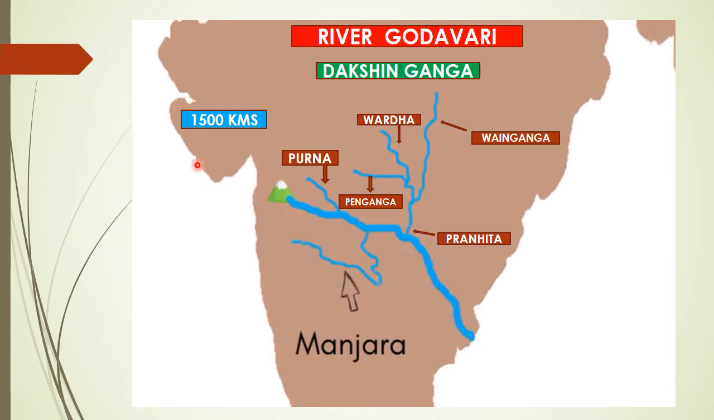Now, it is joined by many tributaries. They are Manjara, Purna, Penganga, Vardha, Venganga and Pranhita. Okay, and it drains Maharashtra, Madhya Pradesh, Odisha and Andhra Pradesh.